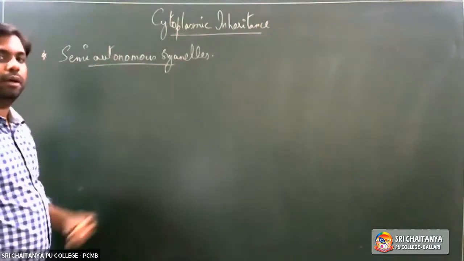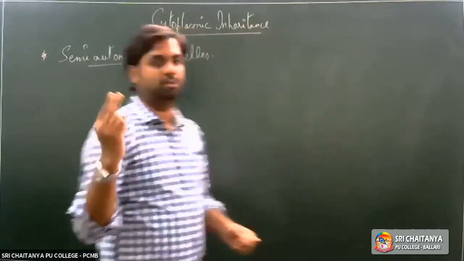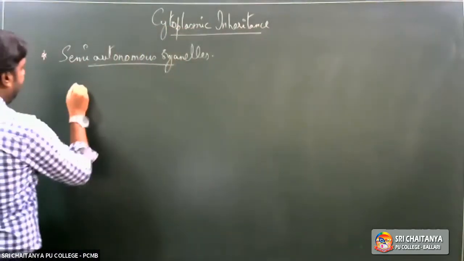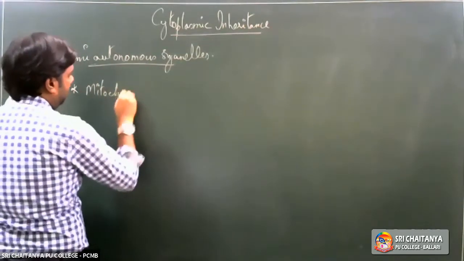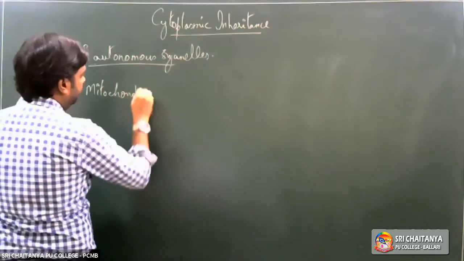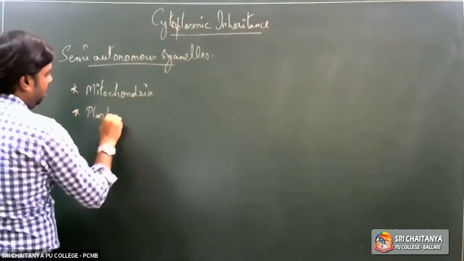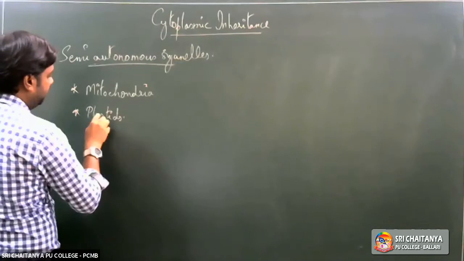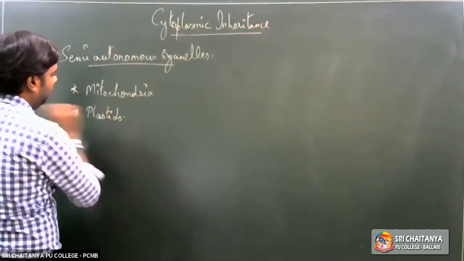So what are those organelles? There are two major organelles which have their own genetic material, their own DNA. One is mitochondria, and the other one is plastid. These two cellular organelles we start calling semi-autonomous cellular organelles.